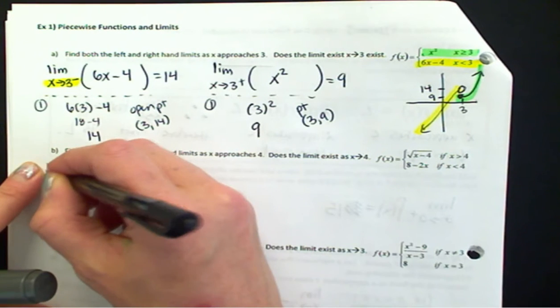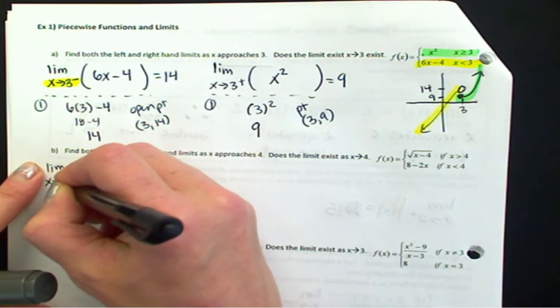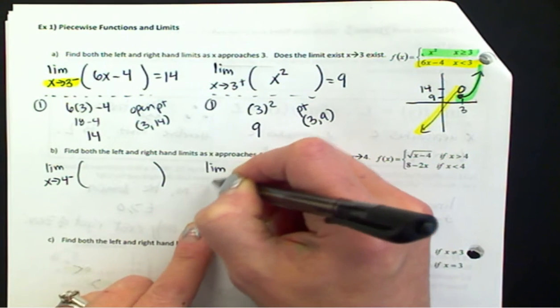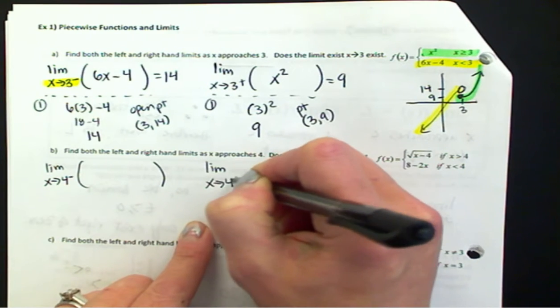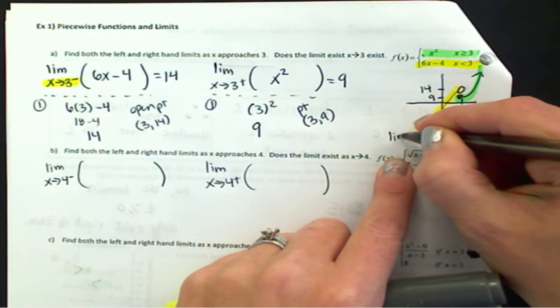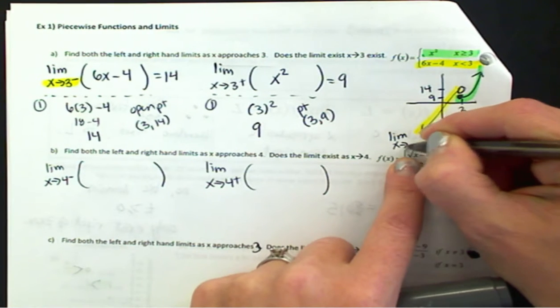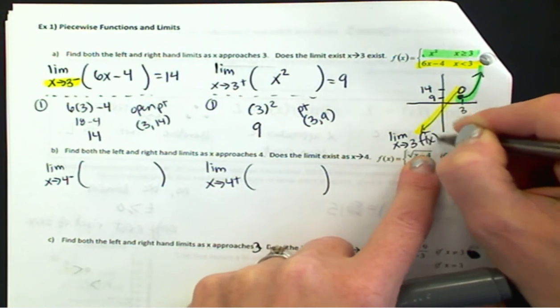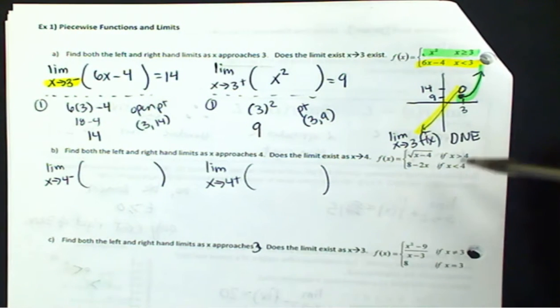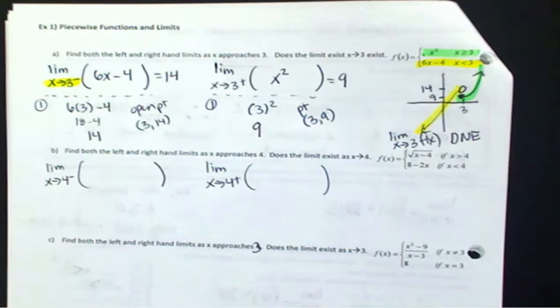So I'm going to let you try this one. The limit as x approaches 4 from the left. The limit as x approaches 4 from the right. I was actually about to just write this one in. Therefore, the limit does not exist, which I can tell very easily graphically, but 14 and 9 are not equal.